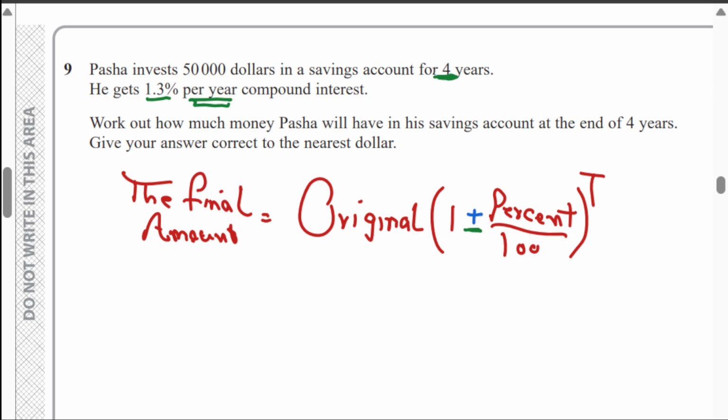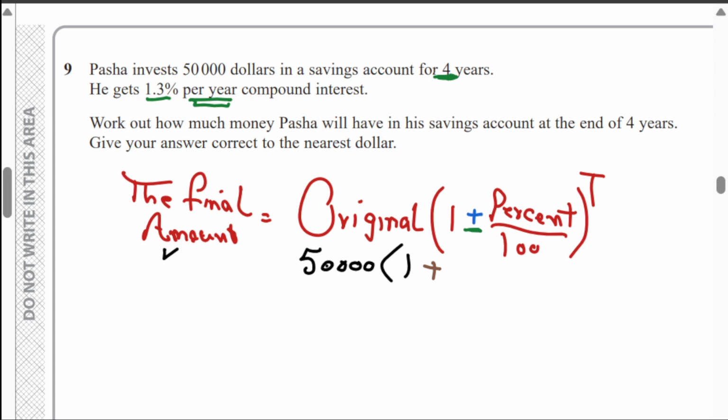Now the formula says the final amount, that's how much will be in his account, is equal to the original account amount, how much he invested, 50,000, brackets 1 plus or minus, plus if something is increasing. Since he invested money, so the money will increase, so it's plus. Minus if you, for example, buy a car, after years the price of the car will be less. So in that case, we'll use minus, but now it's just plus.